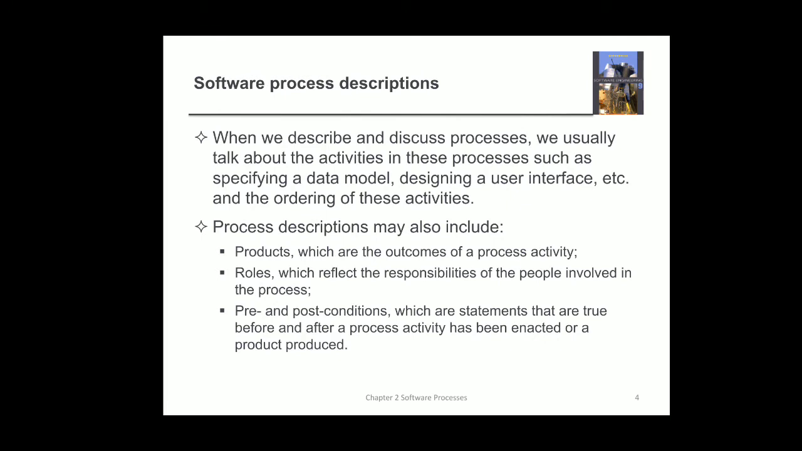Then we will see software process descriptions. When we describe and discuss processes, we usually talk about the activities in these processes, such as specifying the data model, designing a user interface, etc., and the ordering of these activities. Process descriptions may also include three other things, like the products, which are the outcome of a process activity. That is, whenever we have gone through a particular stage, we will have a byproduct. For example, the outcome of the activity of architectural design may be a model of the software architecture.